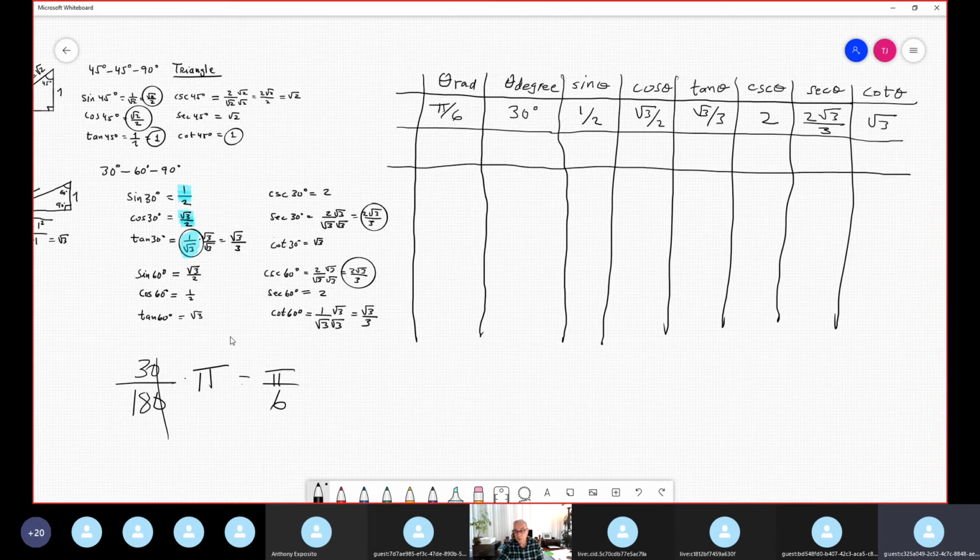Okay, you copy this table. You can use it anytime. Afterwards I want to explain, in the unit circle, the mnemonic device to remember this. It's relatively easy.